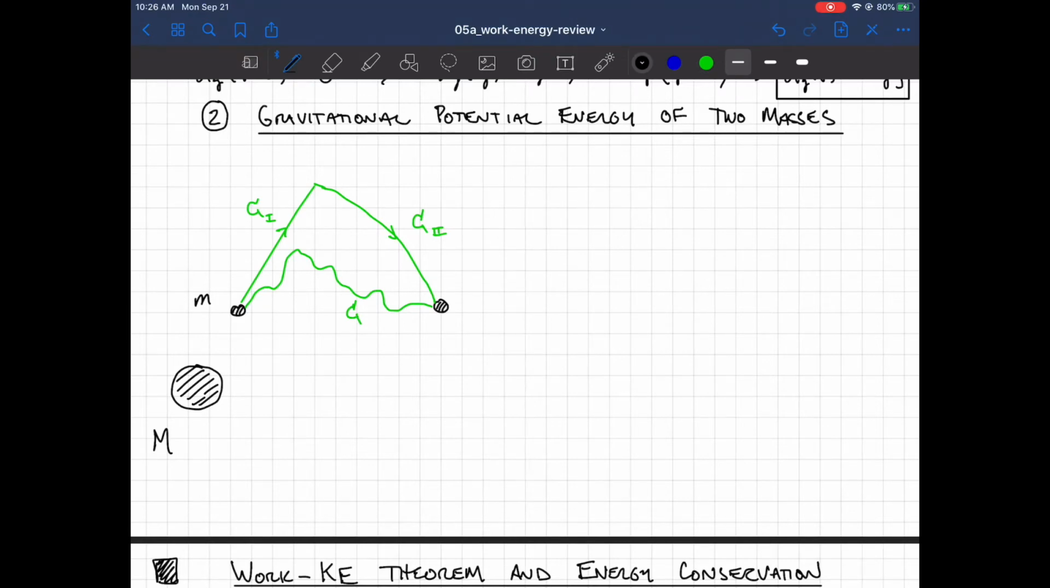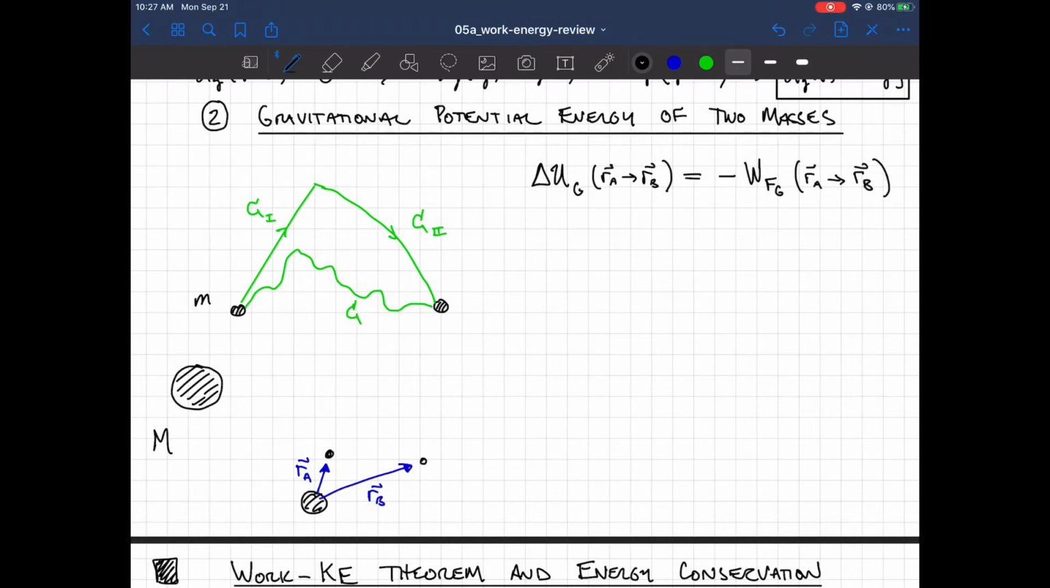So we're calculating the gravitational potential energy, so that means we're trying to find U of big G from point A to point B. And if we just draw a little side picture, we're going from this point to this point. If I chose an origin at the big mass, I'm going from this position to this position here. Okay. So let's write down the definition, and that is that it's minus the work done by the force of gravity from point A to point B.